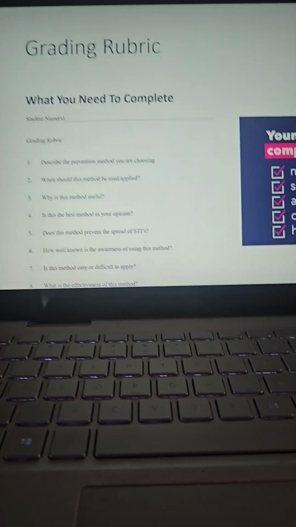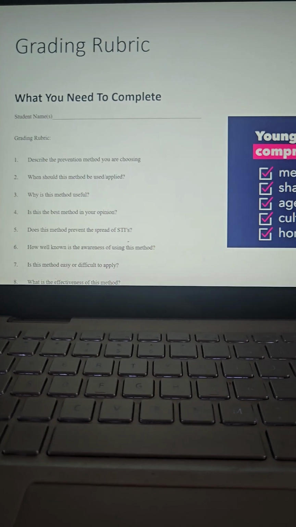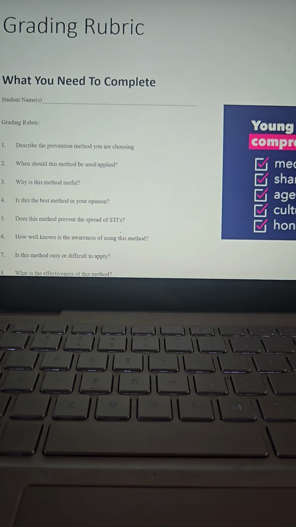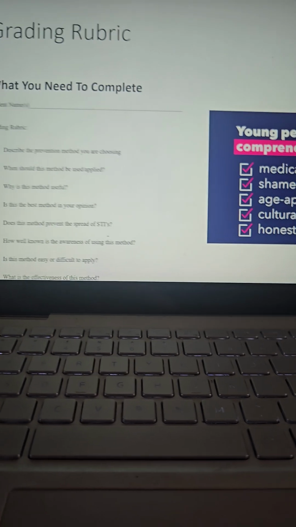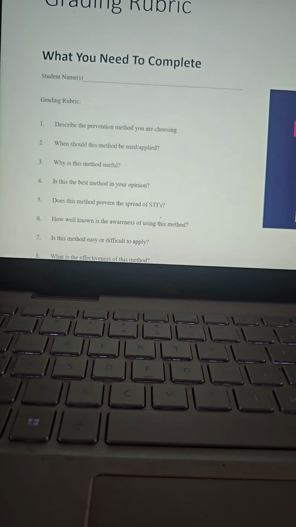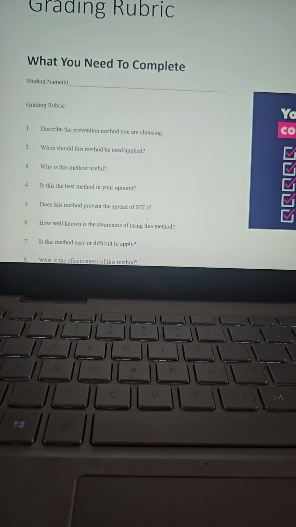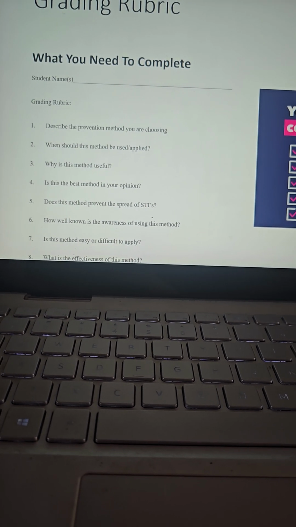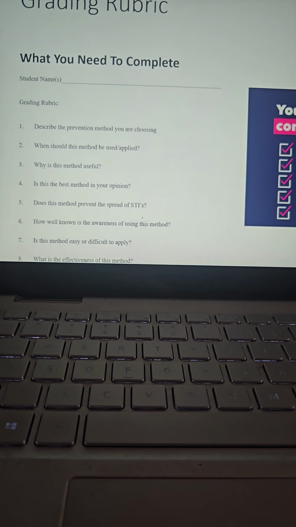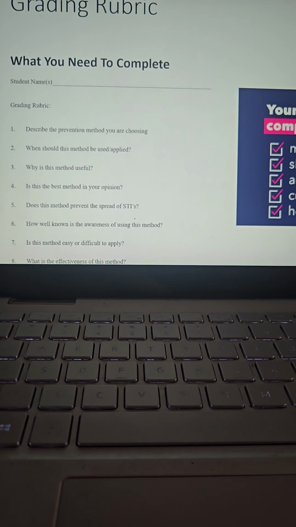So here would be the grading rubric for how I would do this. This is how they'll get graded. I'll show what the actual presentation will look like in a sec. Oh, sorry. What they would have to do is describe the method that they're choosing or chose. When this method should be used and applied. Why is this even a useful method? Is this method the best method compared to other methods, in your opinion?